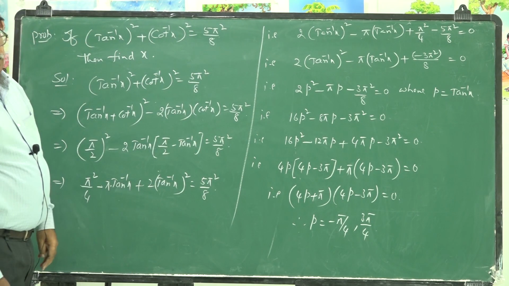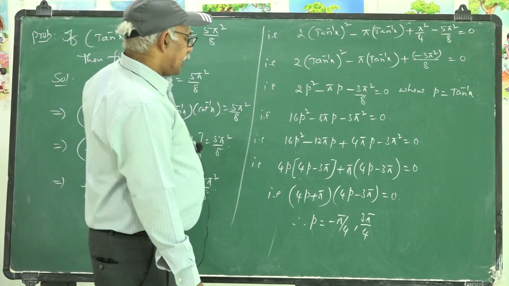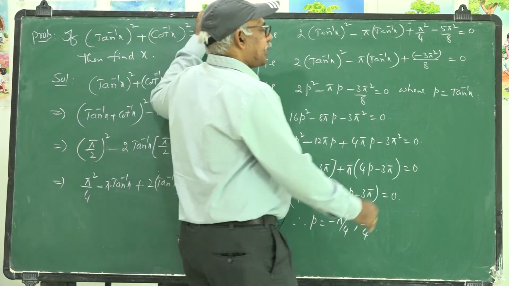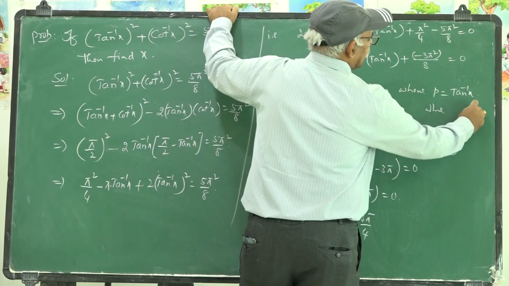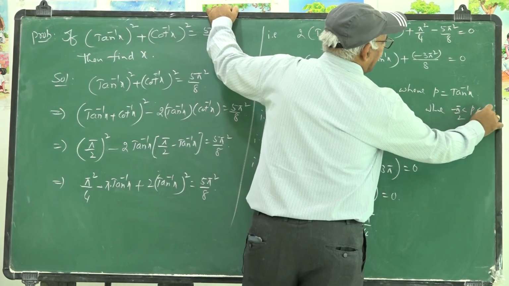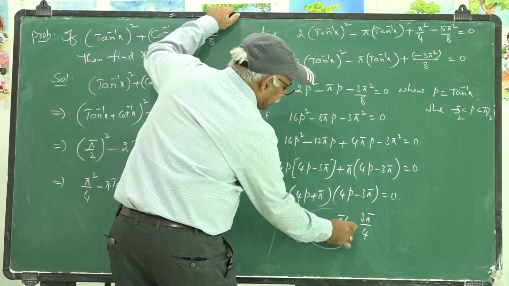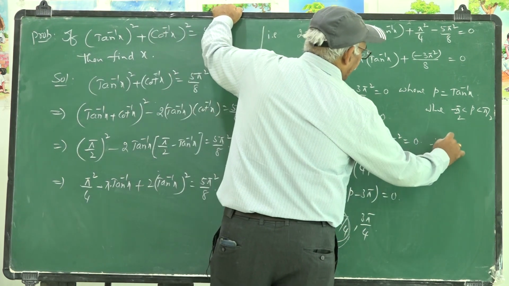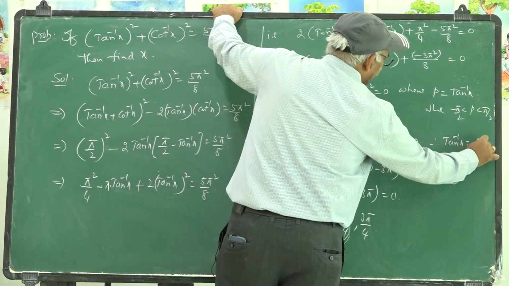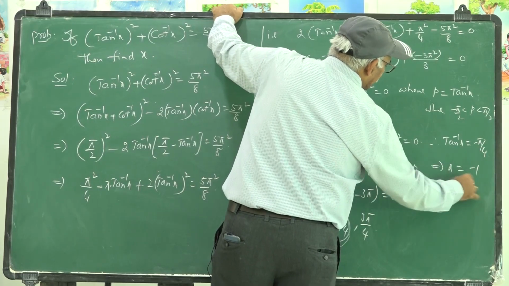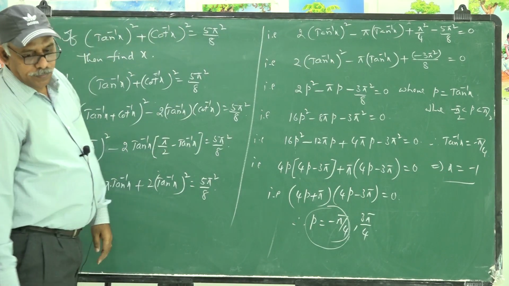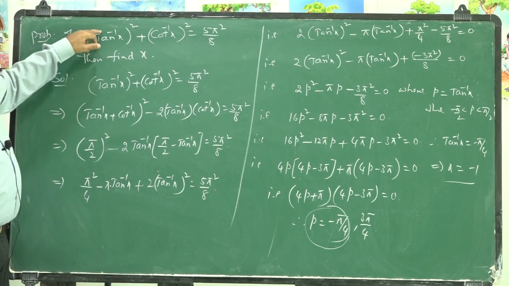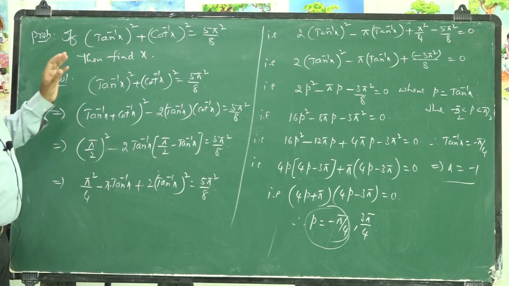But once you consider the value in principal branch, tan inverse x lies between minus pi by 2 and pi by 2. So consider this value. Therefore, tan inverse x takes the value minus pi by 4, hence x takes the value minus 1. This is the solution of the given equation, tan inverse x whole square plus cot inverse x whole square is 5 pi square by 8.